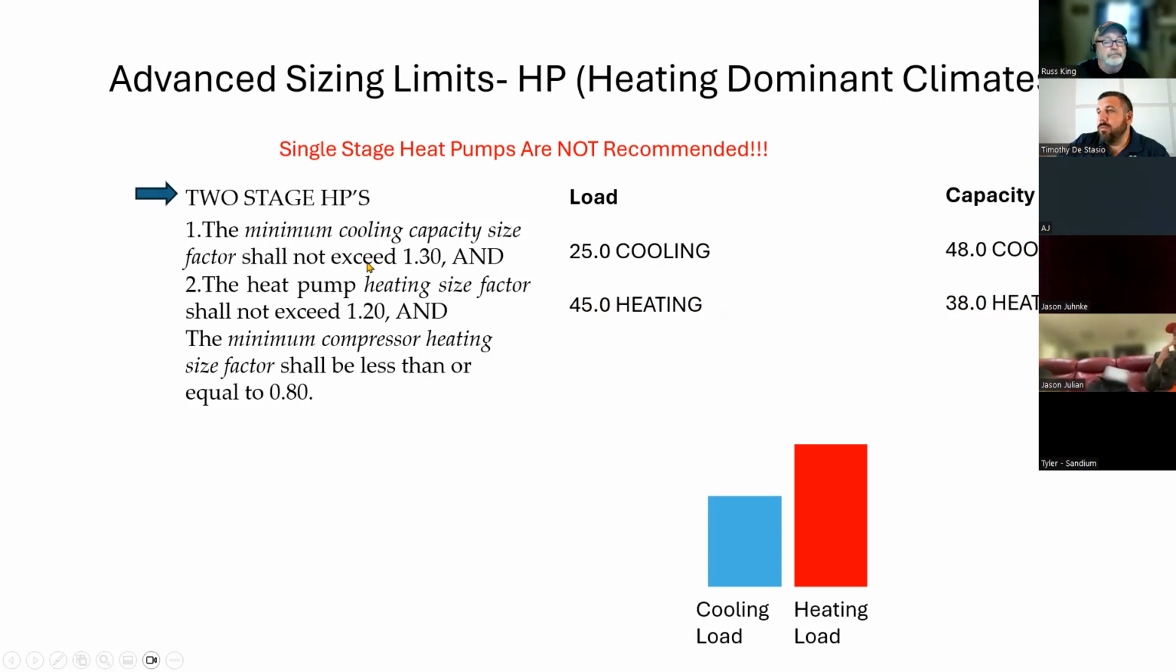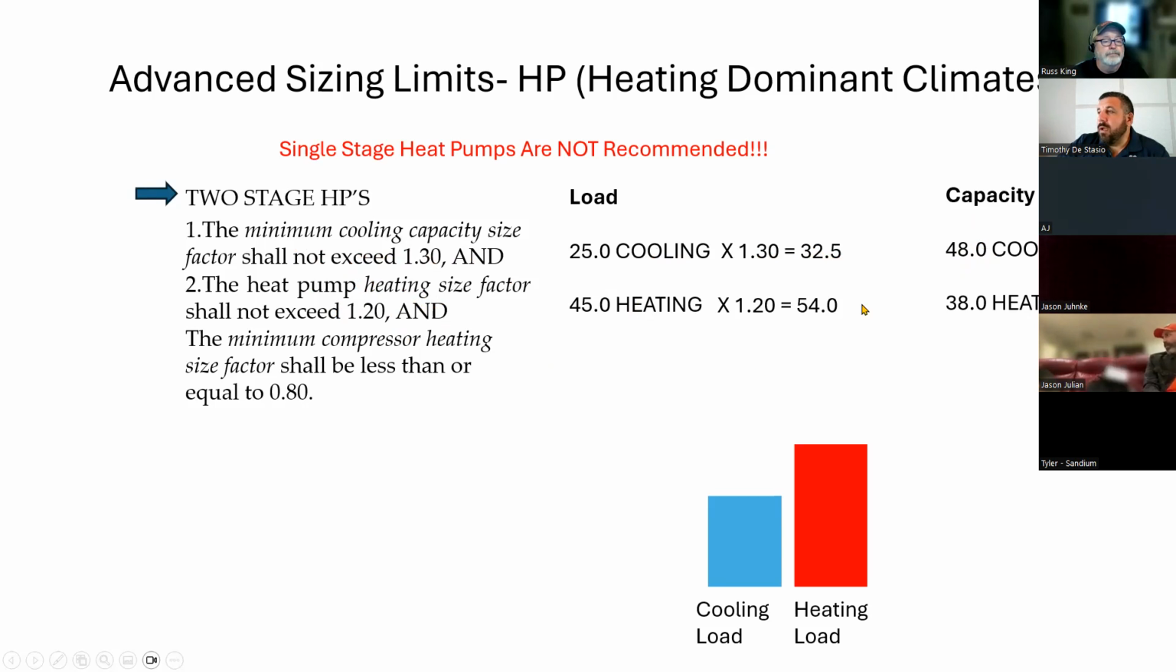And so what does the rule say? Well, the heat pump sizing factor cannot exceed 1.2. Well, we're not even at 1.0, so that's fine. But our cooling capacity cannot exceed 1.3. And so when we do that, the maximum total capacity we're allowed to have is 32.5. We're all the way up at 48. This is definitely not in compliance with Manual S because we're way oversized in our cooling.